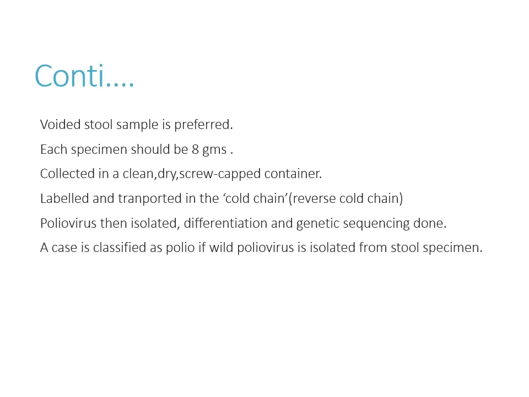Voided stool sample is preferred. Each specimen should be 8 gram, collected in a clean dry screw cap container, and transported in the cold chain, that is the reverse cold chain. Cold chain is used for immunization. If poliovirus is isolated, then we should know whether it is a wild strain or a vaccine strain, by how much the genetic sequence matches with the old parental strain. Then a case is classified as polio if wild polio is isolated from the stool specimen.